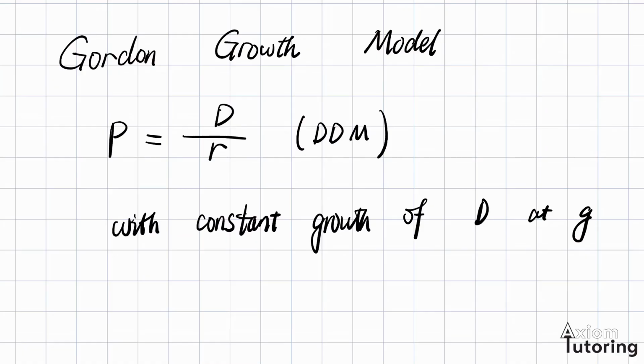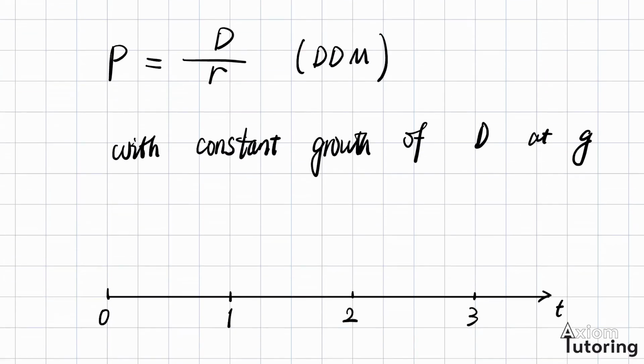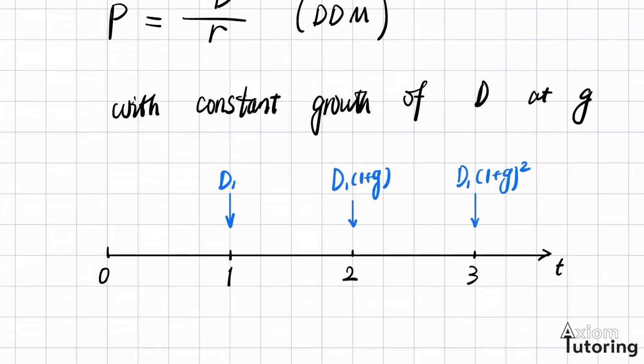So what if the dividend is going to grow at a constant rate of G? Let's draw this on a timeline. At the end of year one, I'm going to get D1. At year two, I'm going to get D1 times 1 plus G. And in the third year, the dividend is going to be D1 times 1 plus G to the power of 2. Similarly, we can discount all those dividends back to the present, and we will use that to calculate the price. This should be very familiar, and it's basically the perpetuity with a constant growth.